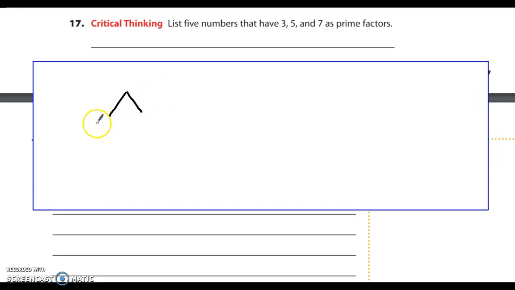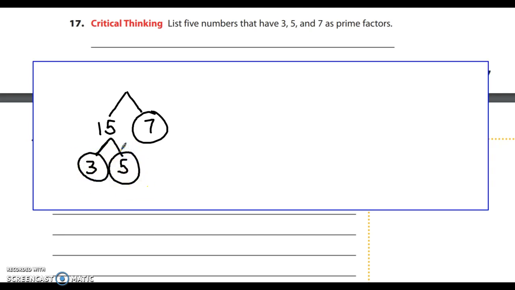3, 5, and 7. I'm going to go like this and put 15 here and 7 here. 7's prime, 15's not, and I get 3 and 5. So what's that number though? Now let's see if this makes sense. I'm using these 3 numbers right here, 3, 5, and 7, and those are the prime factors. So I've got 3, 5, and 7 right here.